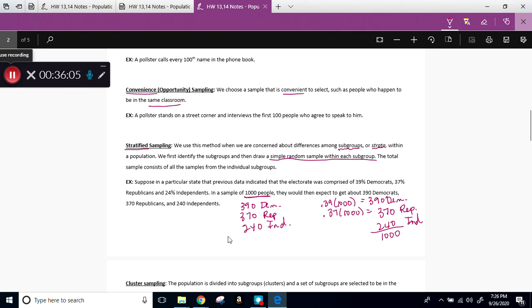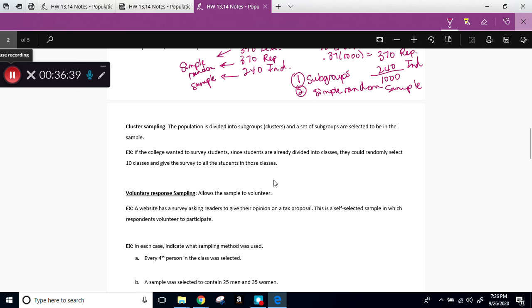And then from each one of these, they're going to do a simple random sample on each one. So the steps to this stratified are: 1, put them in subgroups. And then 2, within each subgroup, do a simple random sample. Now, the reason I went into this and stressed that is that cluster sampling is next on the next page. The population is divided into subgroups or clusters.